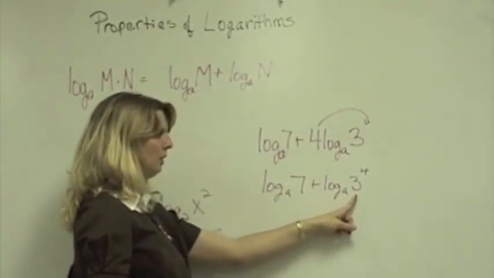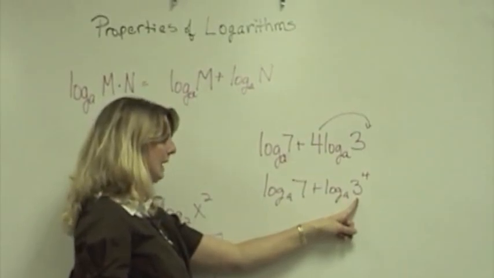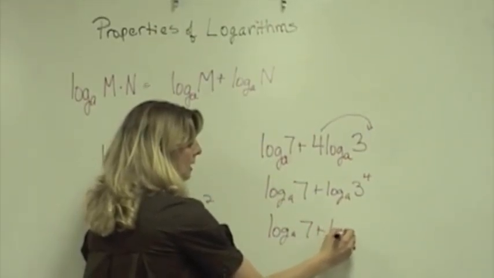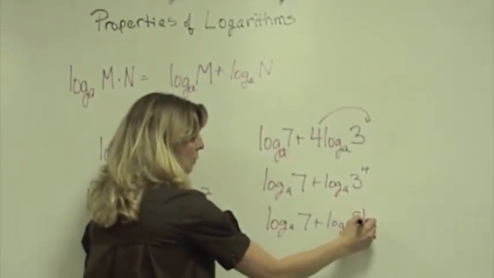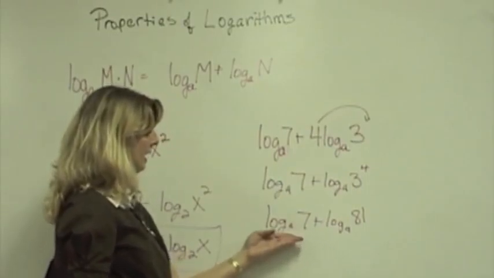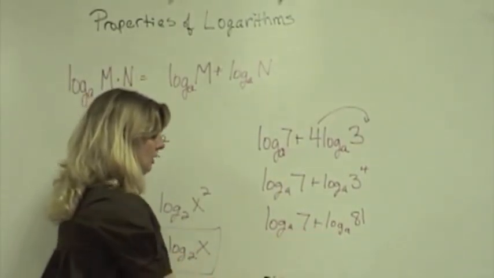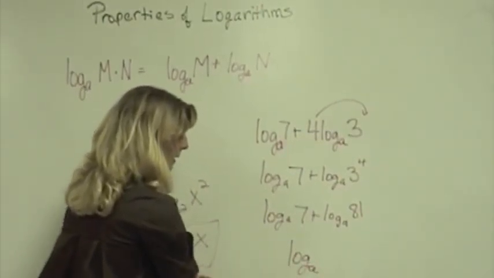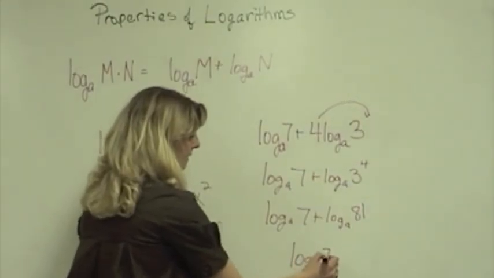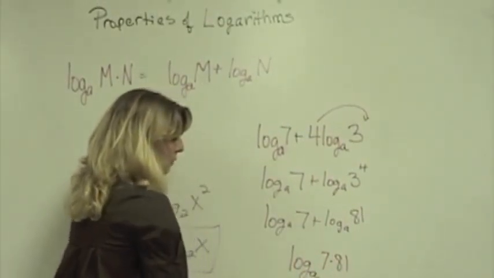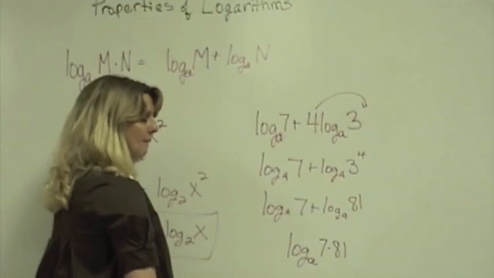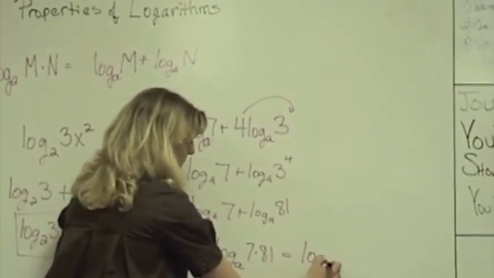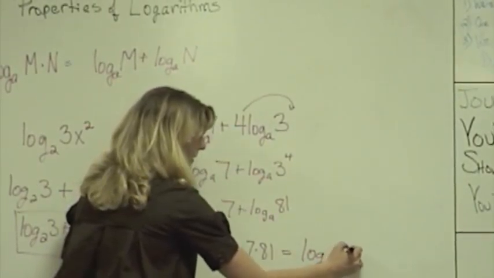Let's work on this part. 3 to the 4th is 81. So log base A of 7 plus log base A of 81. Now that I have two separate logs by addition, I can use our rule and multiply the 7 times the 81. 7 times 81 is 567. So the final answer here would be log base A of 567.